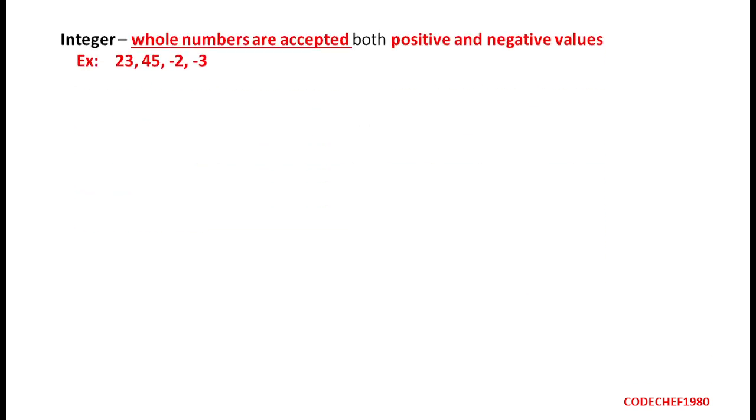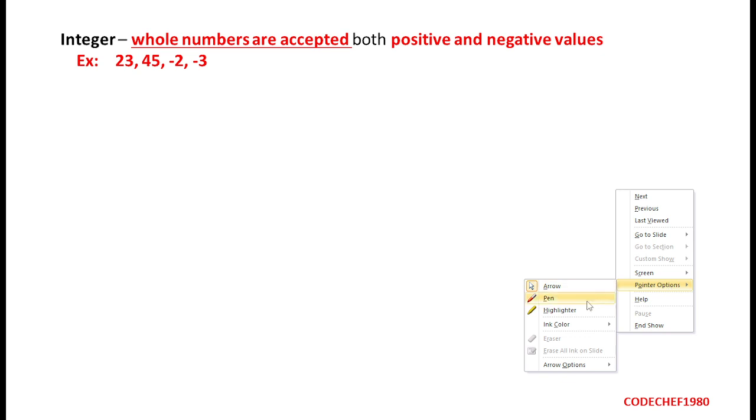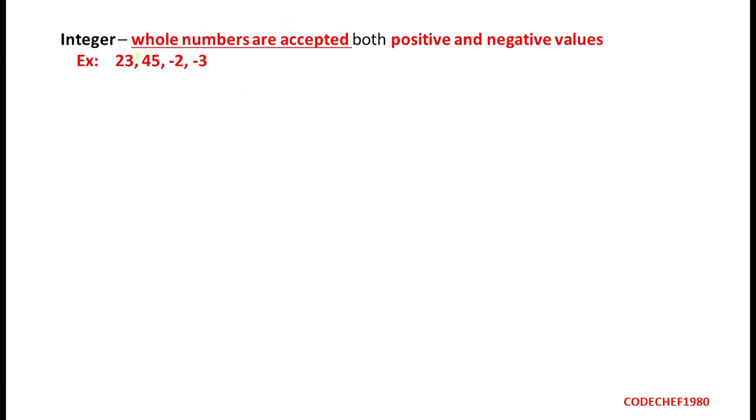Okay, so now you can see the meaning of integer, why we have the integer data type: to accept whole numbers, both positive and negative values. Here you can see the example: 23, 45, minus 2, minus 3. These are all the possible values that could be taken as an integer data type.